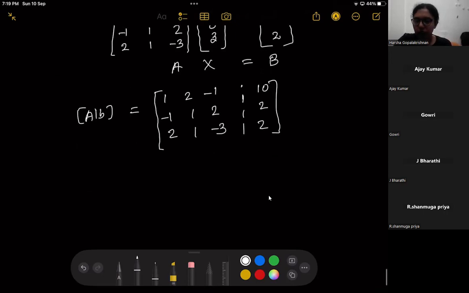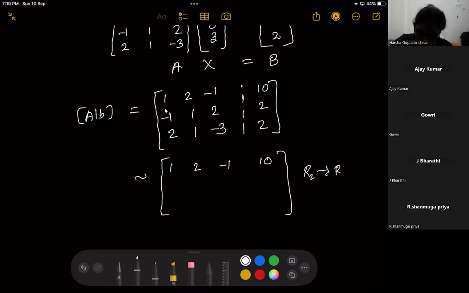Now, to find the rank of A, we will go to the row operations. This row is 1, 2, minus 1, 10. I will change R2 to R2 plus R1 to make the first entry 0. So minus 1 plus 1 is 0, 1 plus 2 is 3, 2 minus 1 is 1, and here it is 12.